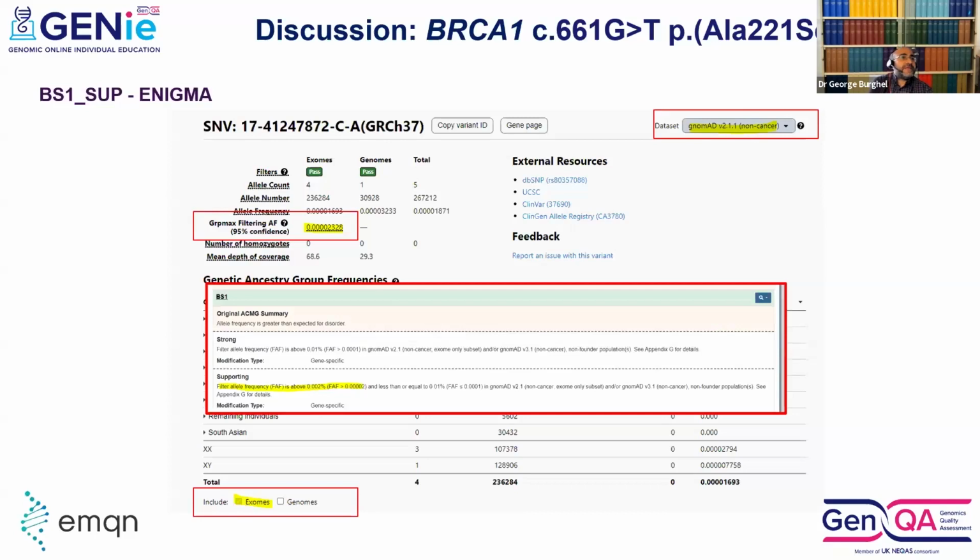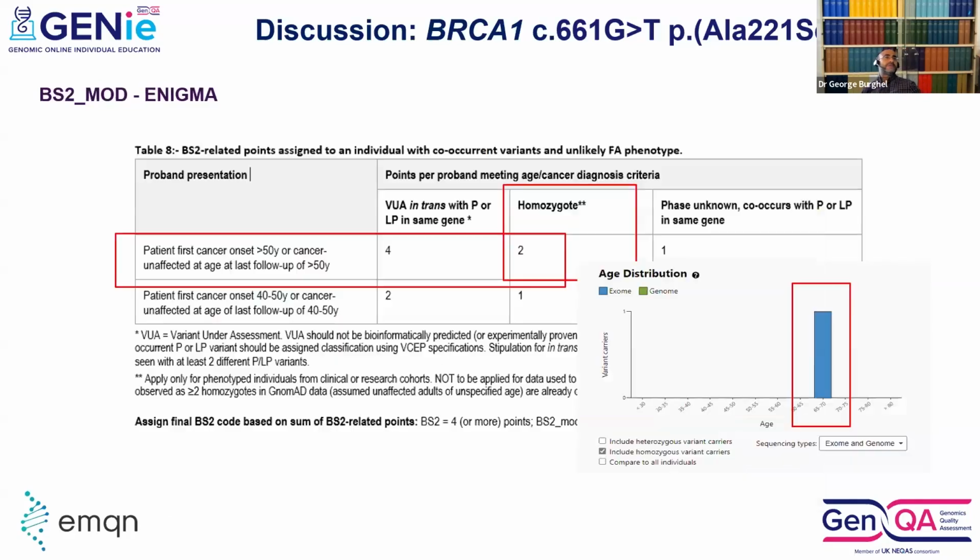And that basically is within that range for being able to use BS1 supporting. Next, please. So BS2 moderate, I think, looking at the submissions from the participants, is the one that has been used less often. But if you look at this table in the supplementary material from the Enigma guidance, you see that you can use patients' cases that are homozygous cases with certain criteria of age.